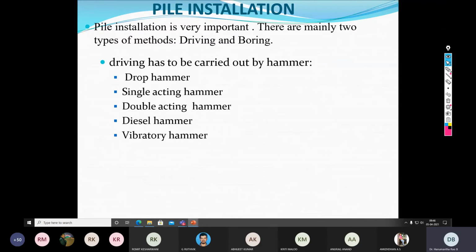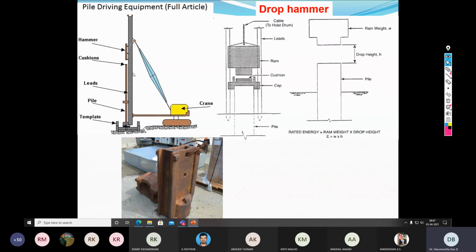Now, why do you need to go for different variety of the equipment? Because the soil types are varying. For example, the vibratory hammer is exclusively useful for cohesionless material such as sand. Unless you apply the vibratory mechanism, you cannot displace or insert any material into the cohesionless material. Or suppose you are dealing with the soft soils, then you can use the drop hammer, or single acting hammer or double acting hammer or diesel hammer. So these are the different pile driving equipment.